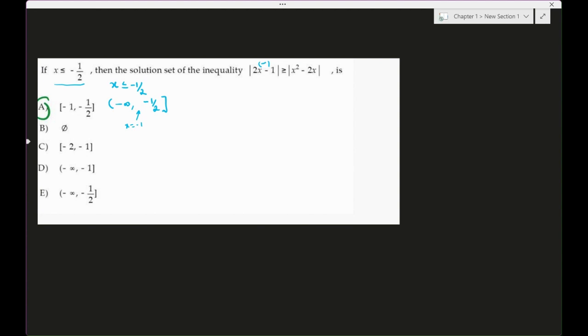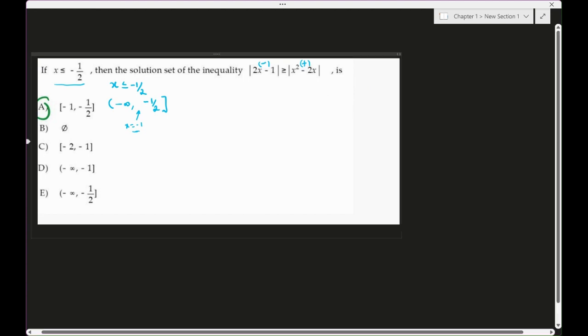Now, let's try the same value in the other quantity. If you try x equals minus 1 here, you will see that this becomes positive. We have minus 1 squared, which is 1, then minus 2 times minus 1, so minus 2 times minus 1 gives plus 2. So this will be 1 plus 2, which is 3. So it is positive. This just gives us an idea of the sign.